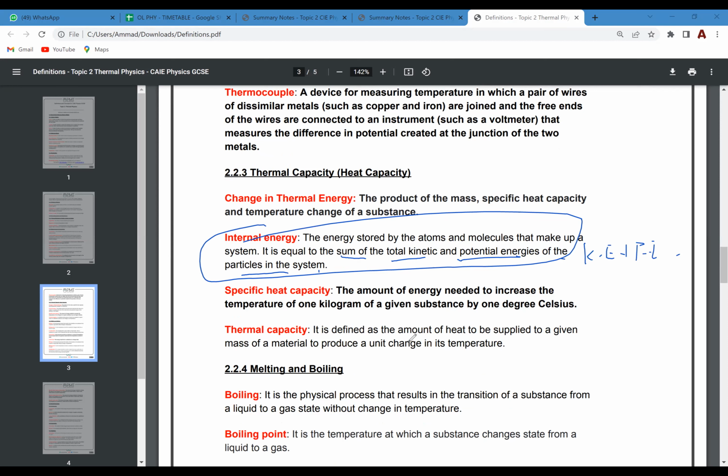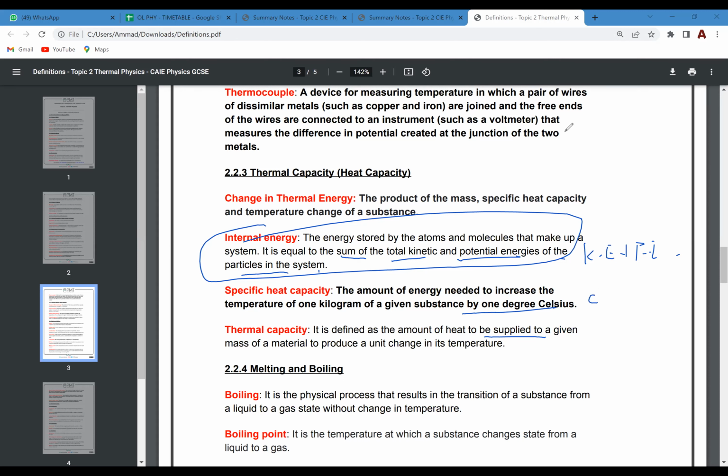Thermal capacity is defined as the amount of heat to be supplied to a given mass of a material to produce a unit change in its temperature. Specific heat capacity. The amount of energy needed to increase the temperature of 1 kilogram of substance by 1 degree Celsius, specific heat capacity. We're talking about C. Yeah.